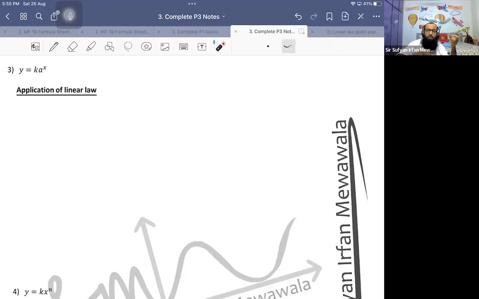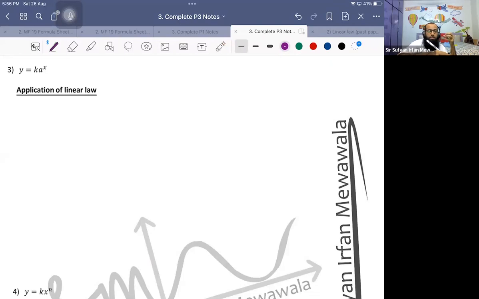Will we be guided by the examiner? At times the examiner guides something or gives some information which tells us whether we have to take LG or LN. But if the examiner is silent and we are not being guided by the examiner, then we can take LG or LN both. We know that LG is known as common logarithm, log with the base of 10, and ln is known as the natural logarithm, log with the base of e. So we can take LG as well and we can take ln as well if nothing is specified.